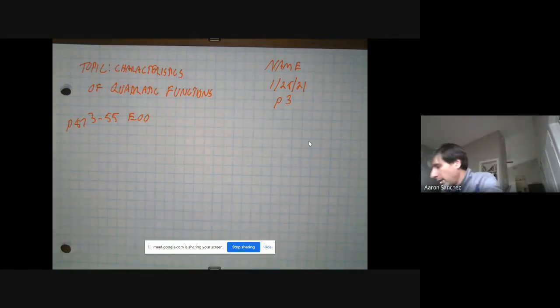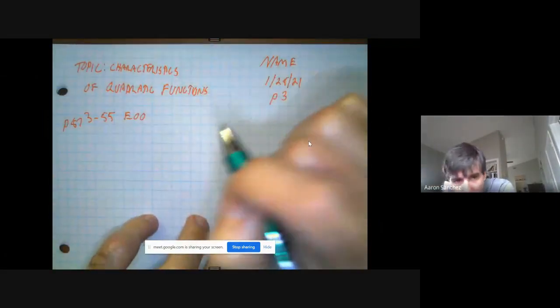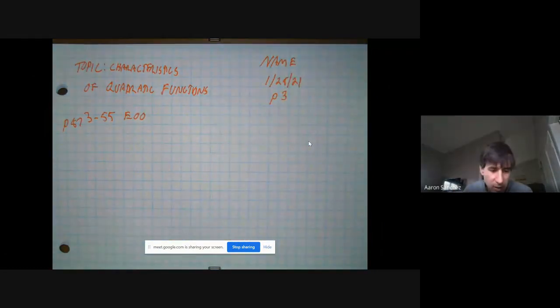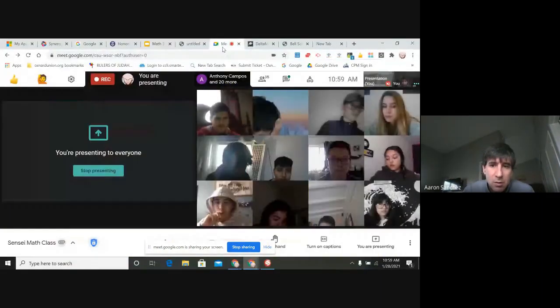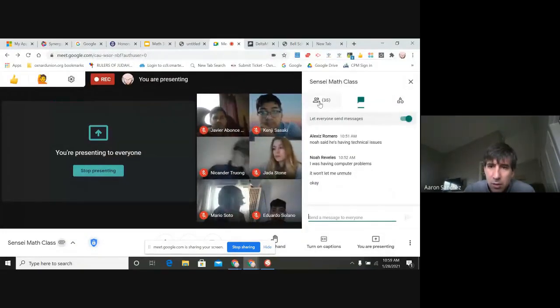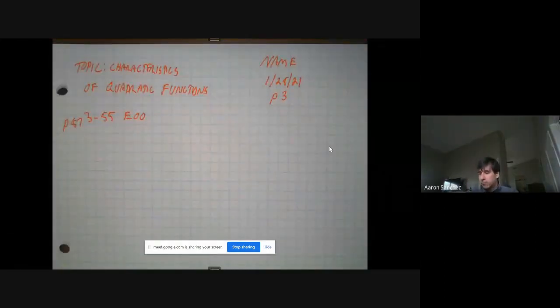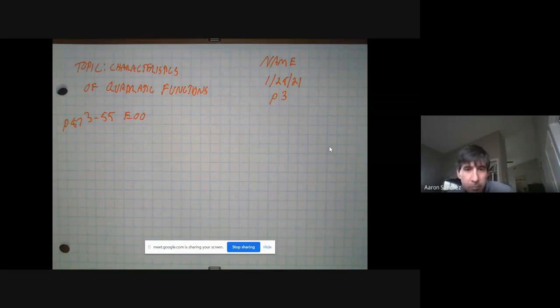Okay, a lot to do today. Here's the main thing that we got to write down. First of all, you guys remember what a quadratic function is? How can I identify a quadratic function? Oh, yeah, how do you identify a quadratic function? You remember? Any idea? Look at your notes from yesterday. We talked about it yesterday.